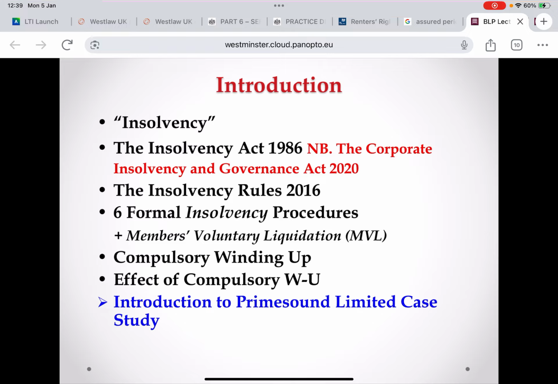But anyway, when we look inside the Insolvency Act of 1986, we will find a reference to some formal insolvency procedures, actually reflected in the Act itself. Six formal insolvency procedures. Today we'll take something of an overview of those different formal insolvency procedures, albeit most of our emphasis today will be on liquidation, winding up, particularly liquidation winding up ordered by the court.